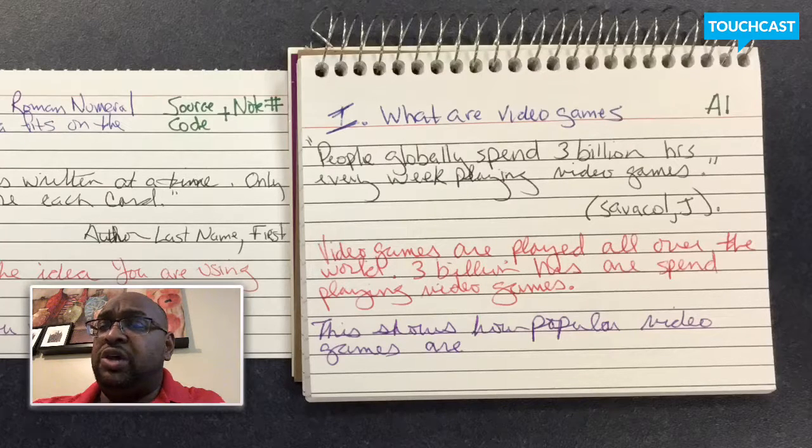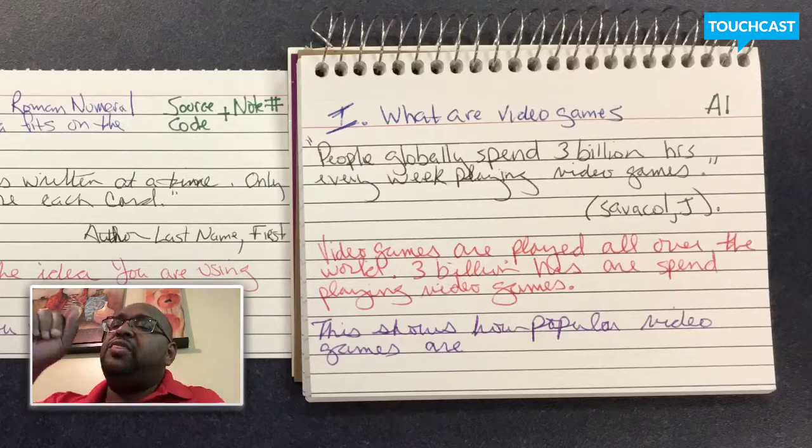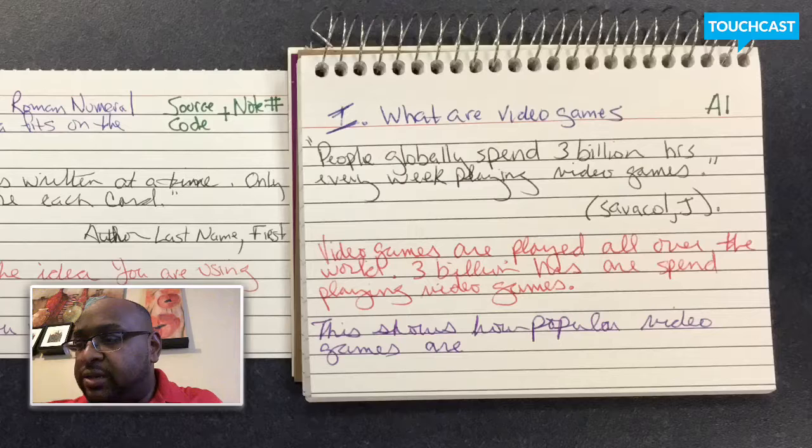The red, which is underneath, is once I've written the idea, I want to paraphrase it. So again, my original idea is people globally spend 3 billion hours every week playing video games. My paraphrase is video games are played all over the world. 3 billion hours are spent playing video games. Then after I've paraphrased it, I explain how that statement is important or how I would use it. This shows how popular video games are. So once I've written the original idea, I have to paraphrase it, and then I need to explain why this idea is important or how I would use this idea.